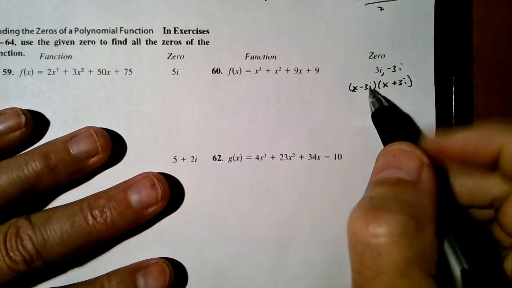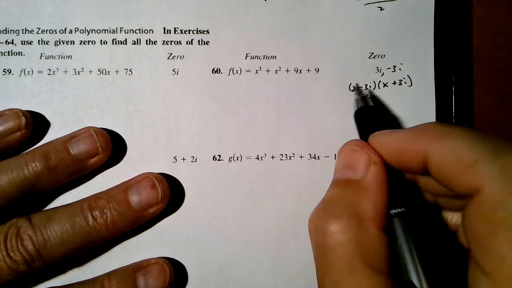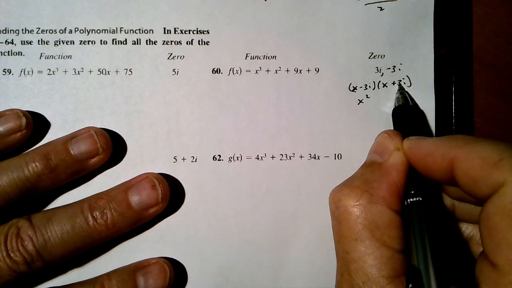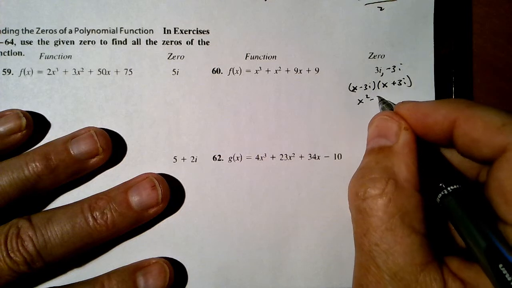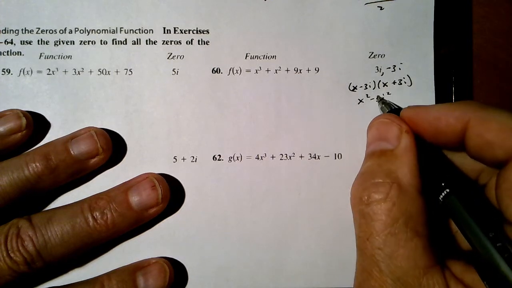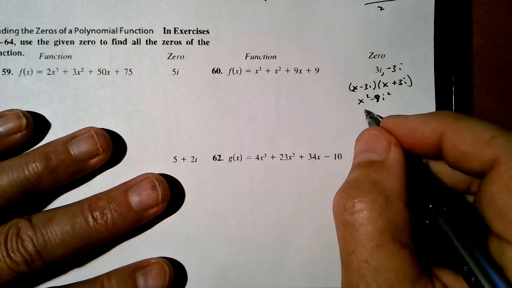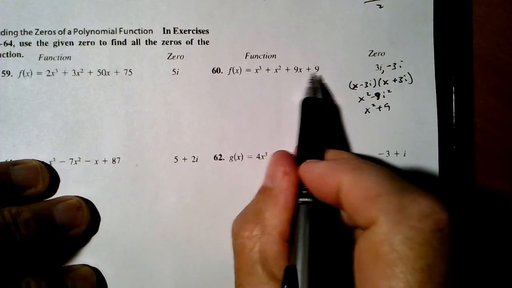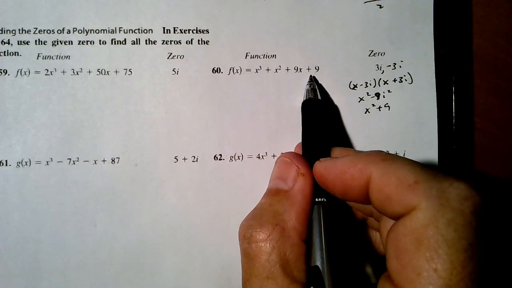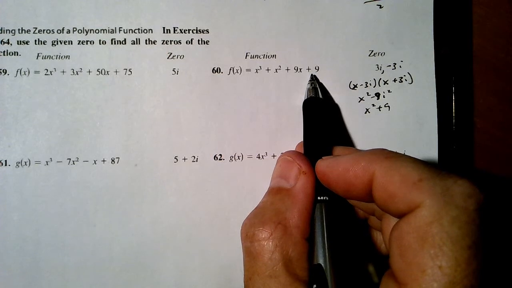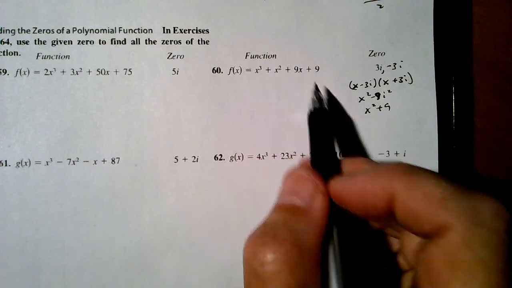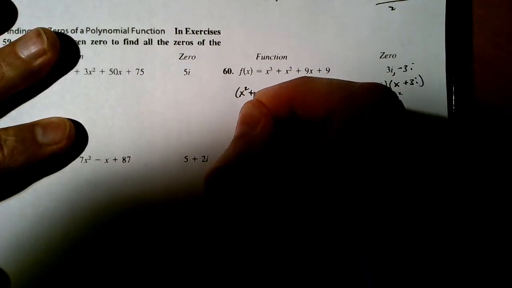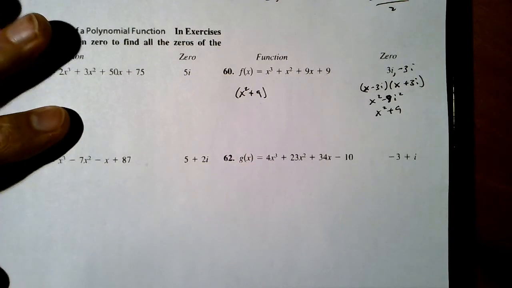If I were to FOIL those, which I'm going to, I get x squared plus 3xi minus 3xi cancels, minus 9i squared, excuse me, minus 9i squared, but that's x squared plus 9. So x squared plus 9 is a factor of this. So how can we find the remaining factor? We could long divide this. However, sneaky ninja long division here.